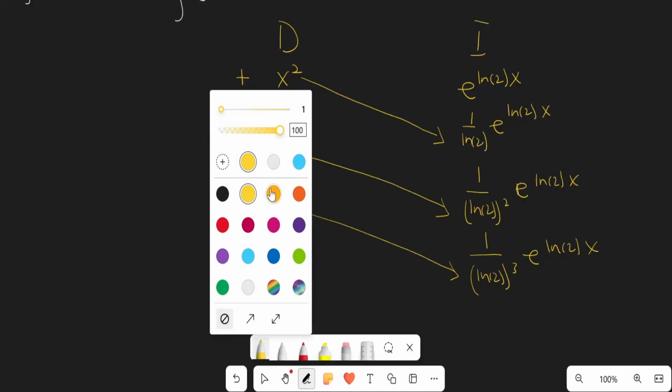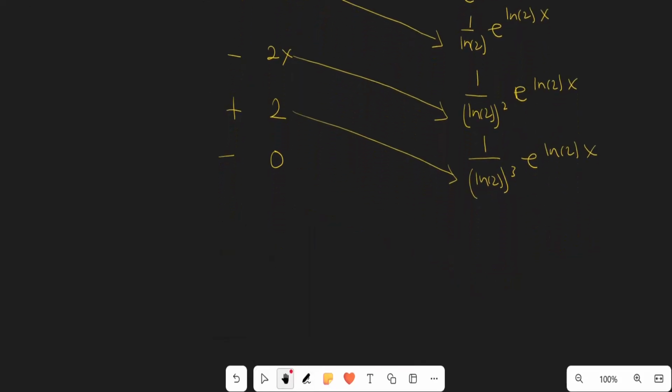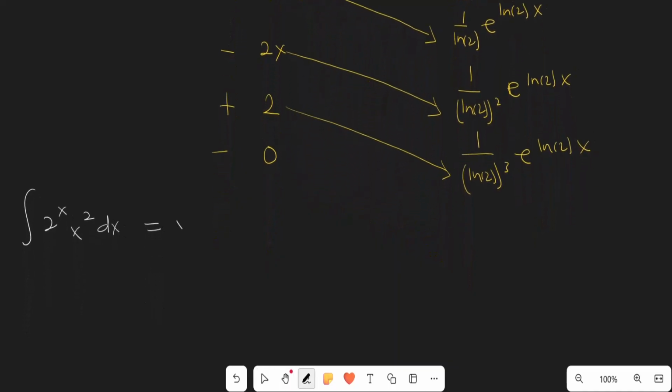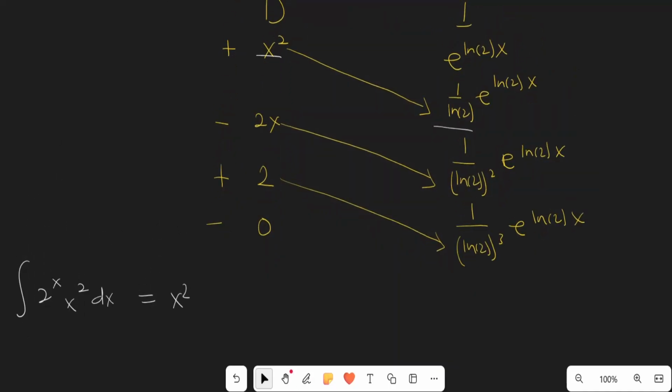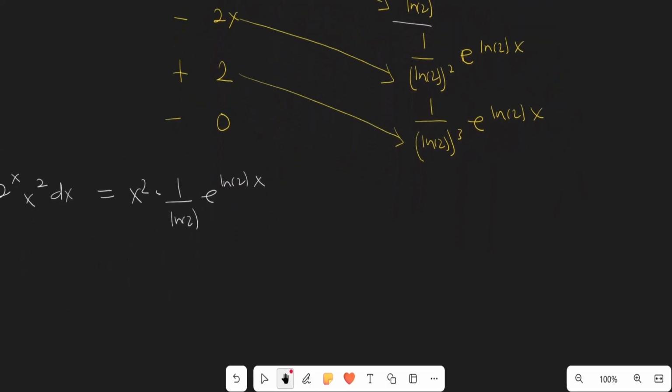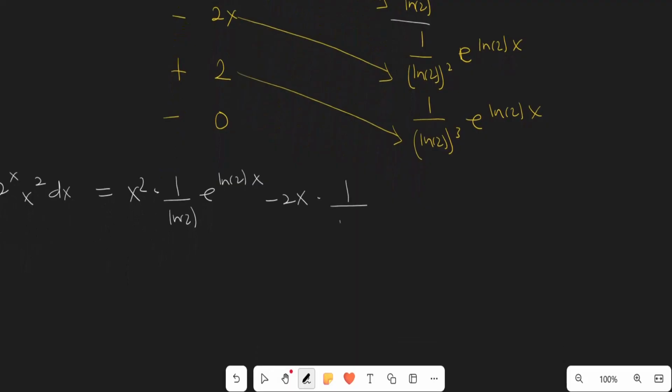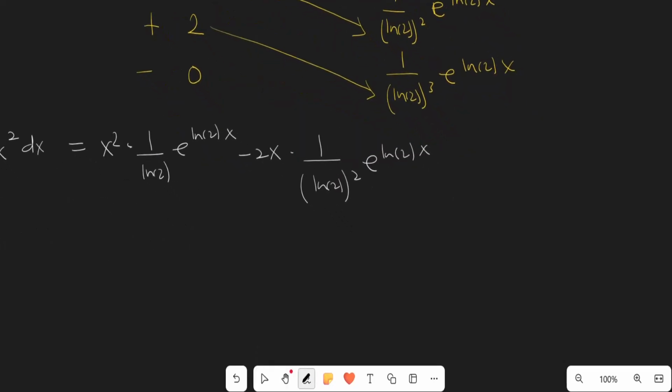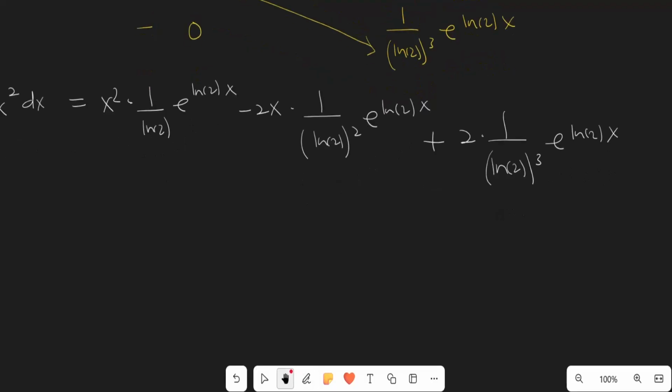So with this one, our integral, which is the integral of 2 to the x times x squared dx, is the same as multiplying terms diagonally, that is x squared times 1 over natural logarithm of 2, e to the natural logarithm of 2x, minus 2x times 1 over natural logarithm of 2 all squared, times e to the natural logarithm of 2x, plus 2 times 1 all over natural logarithm of 2 to the third power, times e to the natural logarithm of 2x.